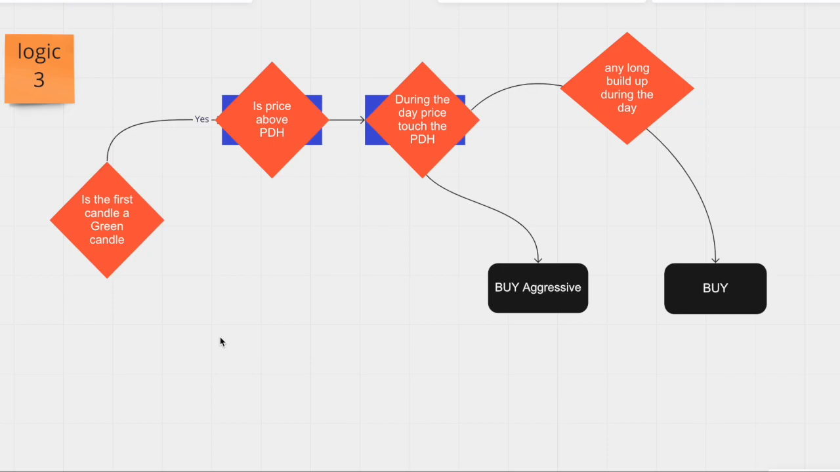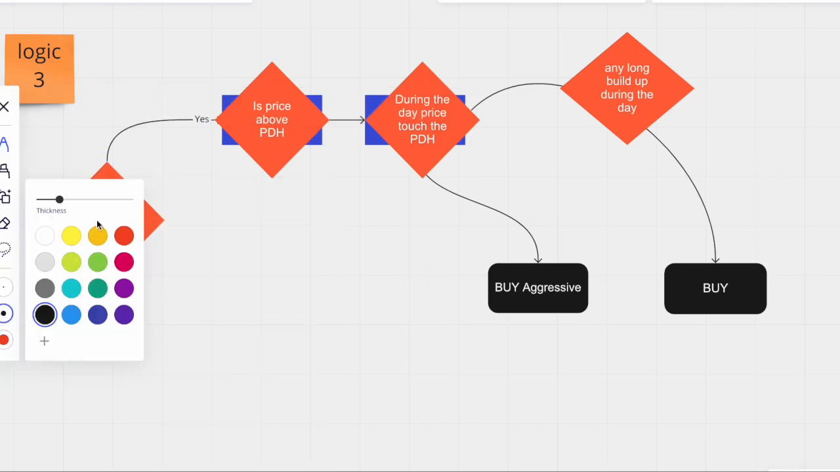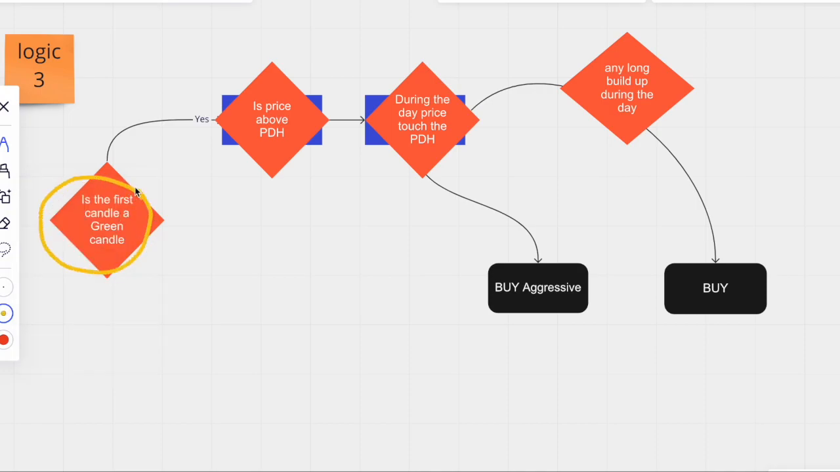If you look at the logic tree over here, again the first one. The first condition that we're going to look into is: is the first candle a green candle? If the first candle of the day is a green candle, next, if yes, then we're going to check: is the price above previous day high? Third, if the condition is met, during the day the price has to touch the previous day high, and if it touches, we are going to buy it aggressively.